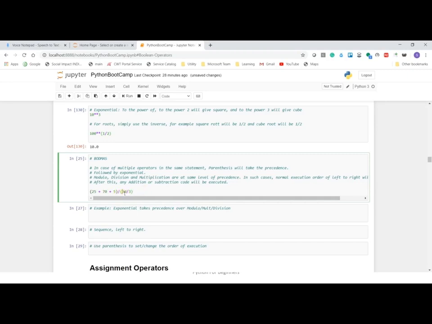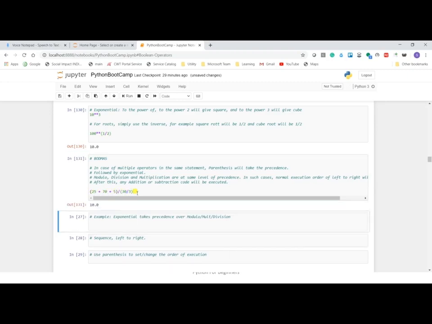So let's say on the right hand side, the parenthesis value, 30 divided by 3, would be 10, and on the left it would be 100. So 100 divided by 10 should be 10. Let's see this, right?